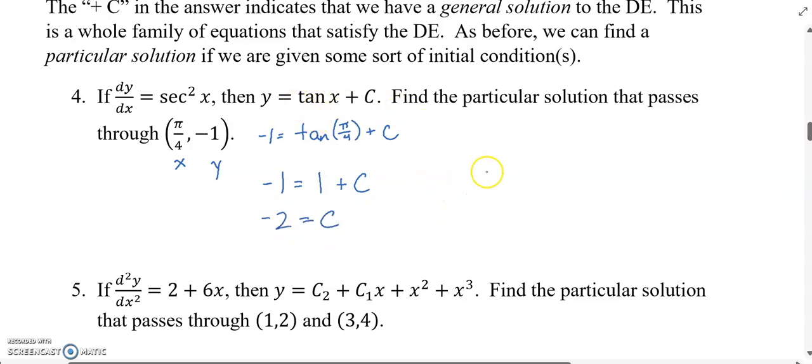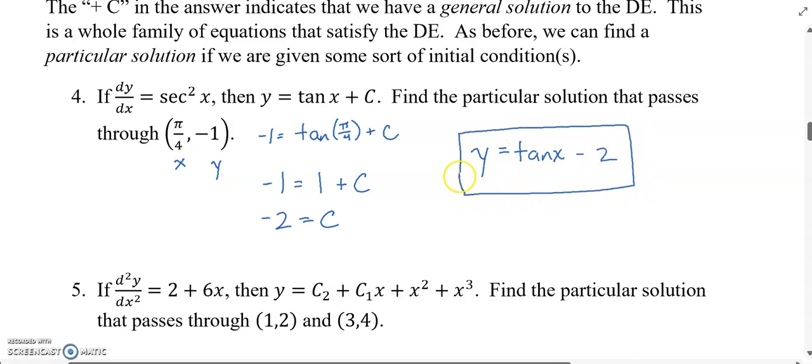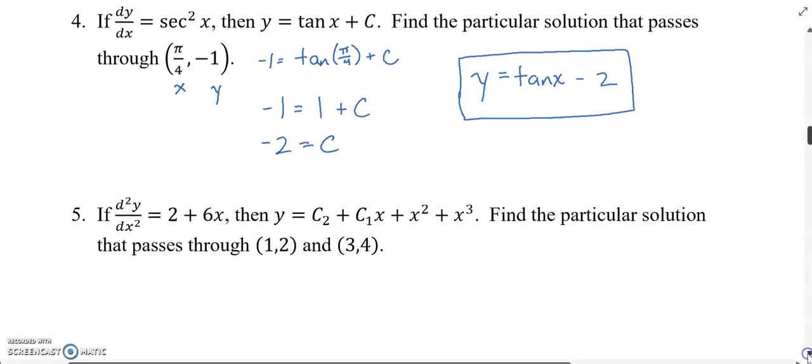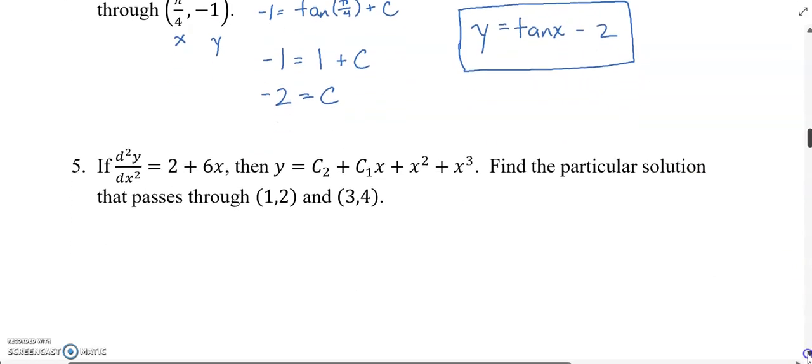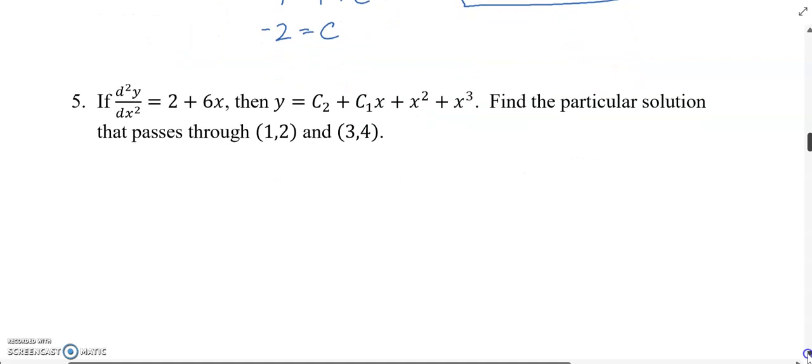So while the general solution is y equals tangent of x plus c, the particular solution that passes through the point pi over 4 comma negative 1 is y equals tangent of x minus 2, because c equals negative 2. And that's an extra step that we're often going to have to do. It'll be a little bit more involved in this next example because we have two different constants to solve for. That means we're going to need two different initial conditions.